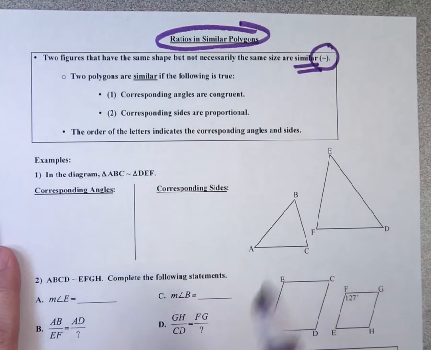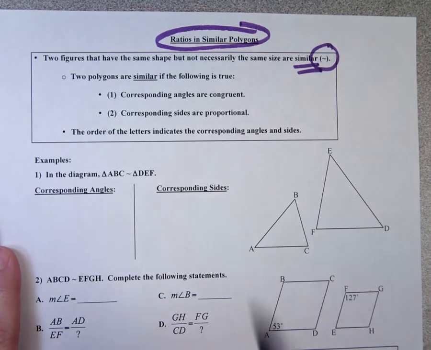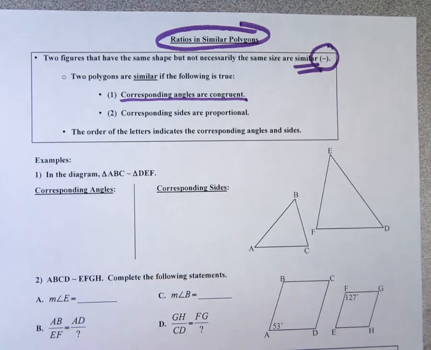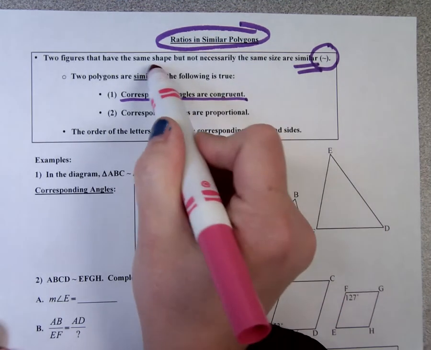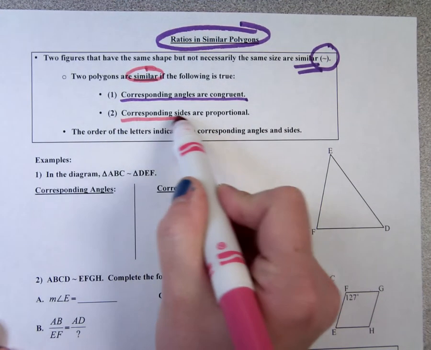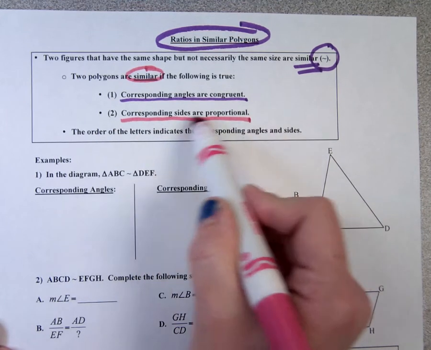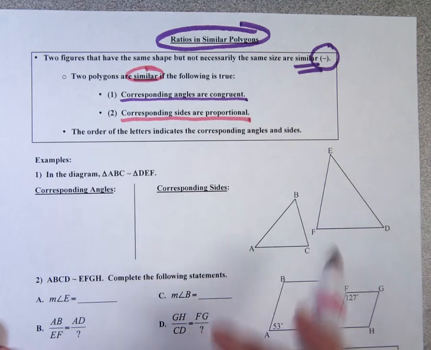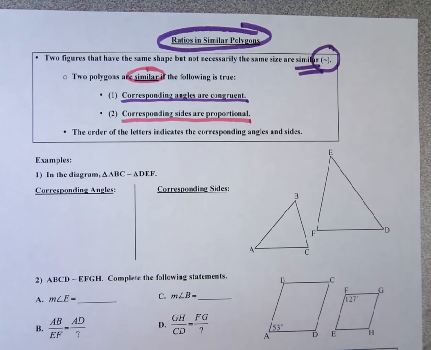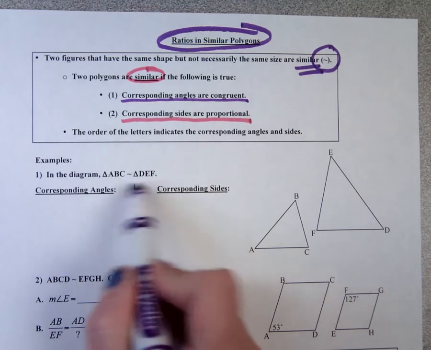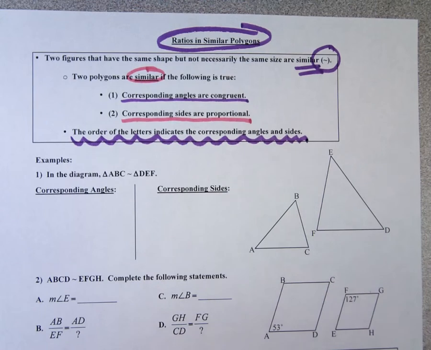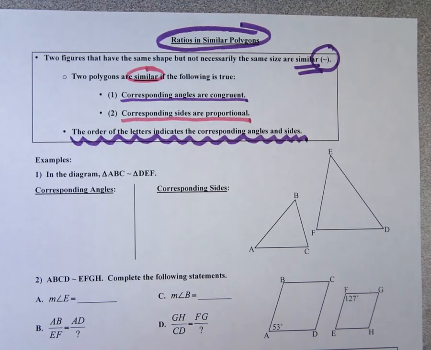And these two things are what happens when polygons are similar. The first thing is that your corresponding angles will be congruent. And that was just like when the shapes are congruent, the corresponding angles are congruent, so that's the same. But if shapes are similar, your corresponding sides will be proportional. Your corresponding sides won't be congruent, they're going to be proportional to one another. And I'll show you what I mean as we go through. Okay, and then if you ever see a statement like this, the order of the letters indicates your corresponding angles and sides. And we've already been practicing that a little bit the last few days.